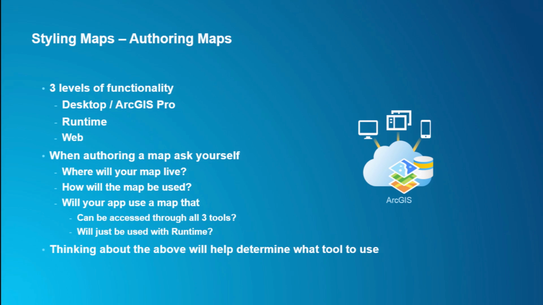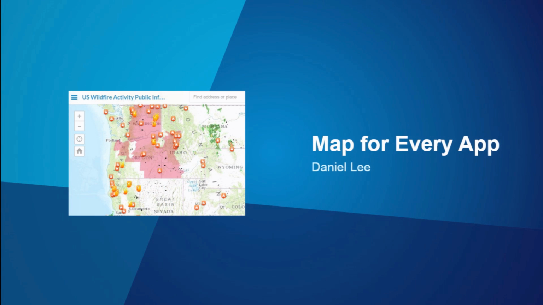Do I need to use it in all three tools? Or is it just going to be for the runtime? So thinking about all these things will help you determine what tool you need to use to author your maps. So with that, I'm going to pass it over to Daniel, and he's going to create a map for every app and show you how that's done.